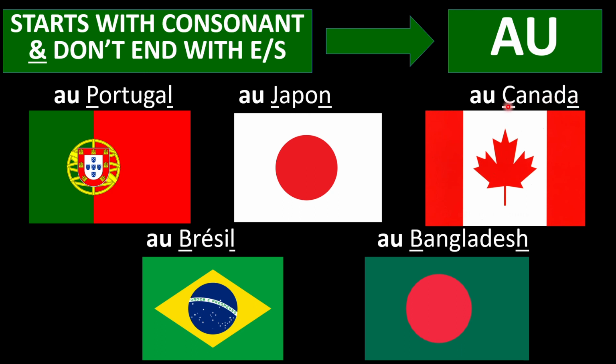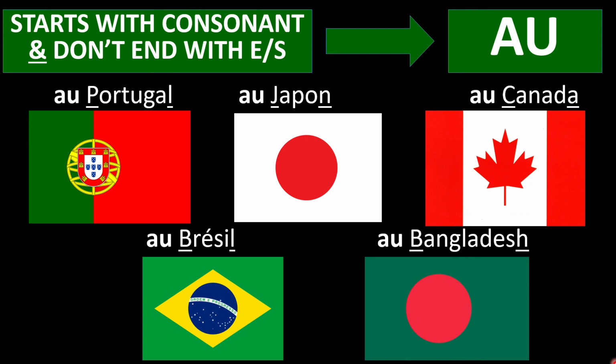Canada starts with a consonant, that is C, and doesn't end with E, doesn't end with S. Au Canada. Brazil is Brazil, starts with a consonant, doesn't end with E, doesn't end with S. So you can say au Brazil. And the last example I've given you is Bangladesh, whose name doesn't change. So B is a consonant, doesn't end with E, doesn't end with S. So you can say au Bangladesh. Okay.